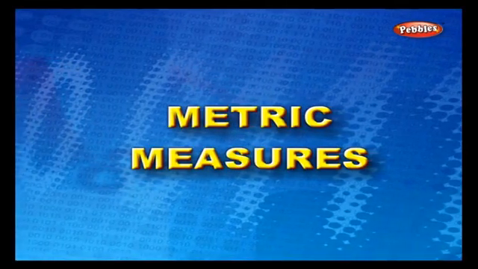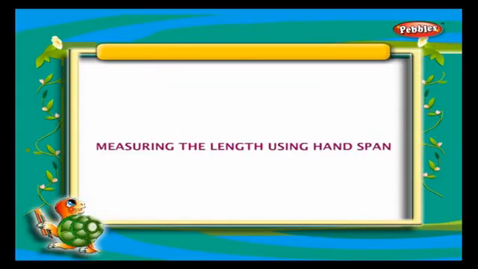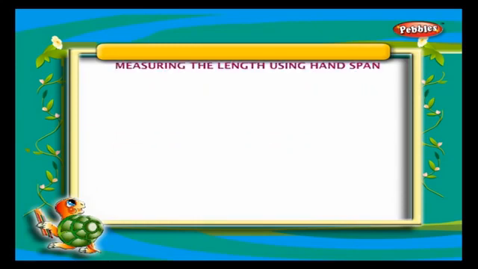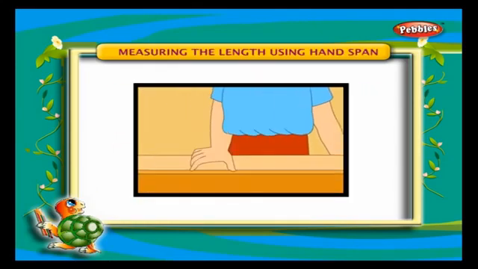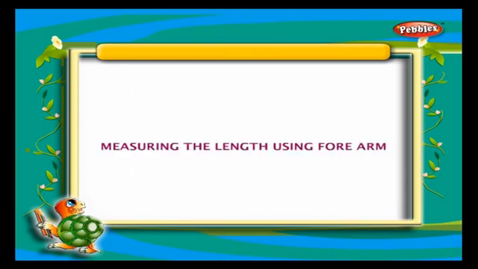Metric measures. For different types of products, we use different measures. Measuring the length using hand span. We can use a hand span to measure a table or a box. Measuring the length using forearm.